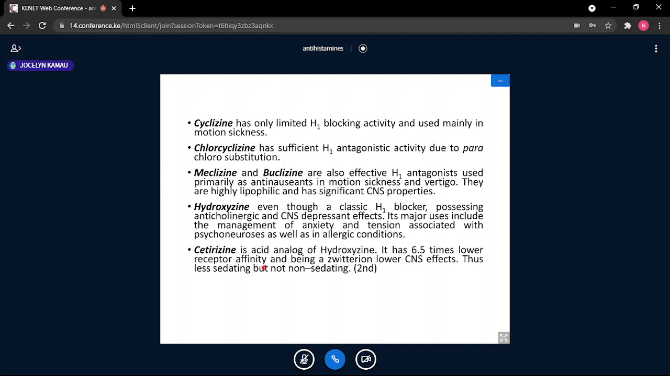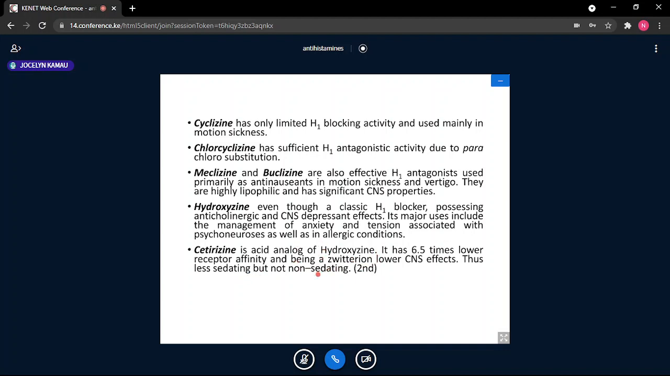The piperazine nitrogen can be protonated. The carboxylic group can undergo ionization. It is a zwitterion. It has both the positive and the negative charge at the same time. And because of that zwitterionic property, it will have lesser sedating effect.